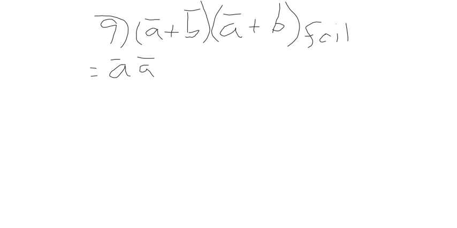Or, now we're going to take the O, which stands for outside. So outside is that one. That one. And that one. Those are the outside terms. So that's going to give me A not B.